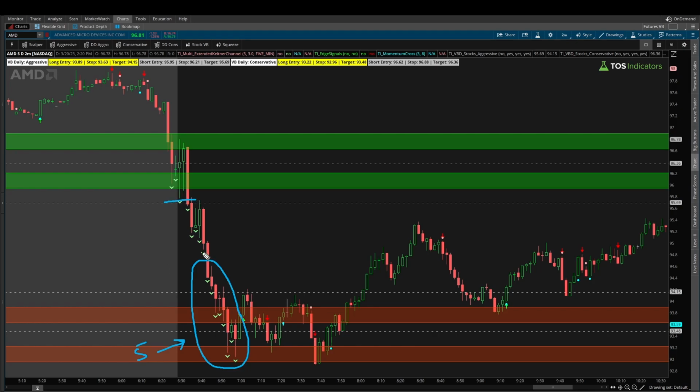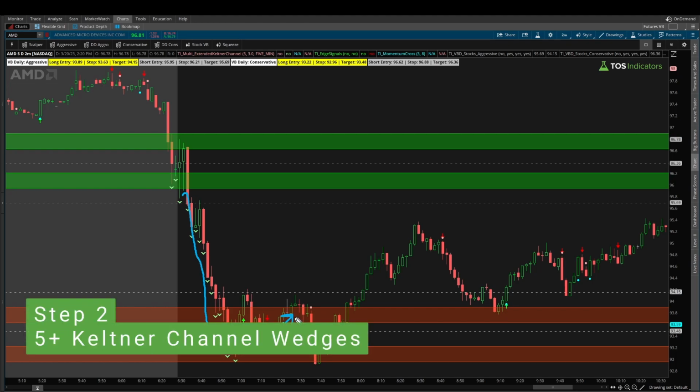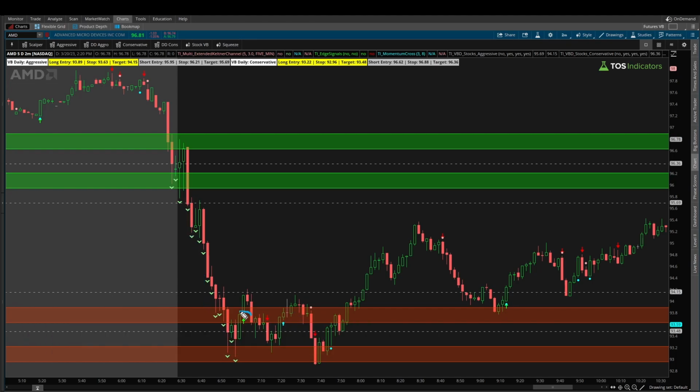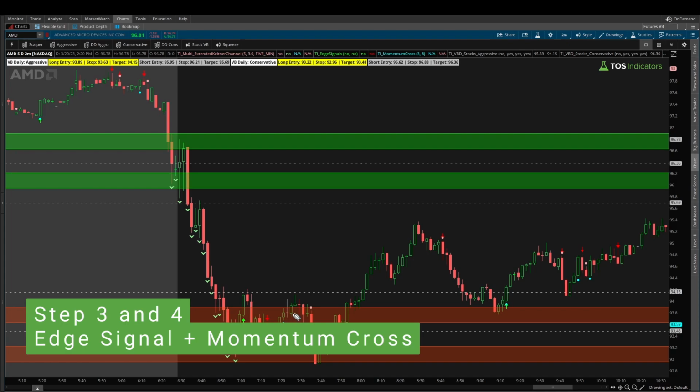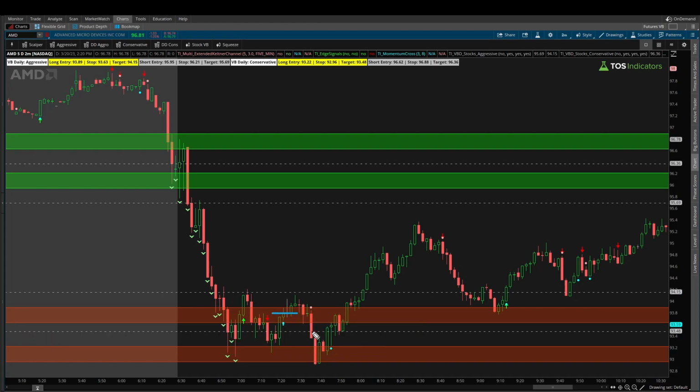Really, ever since the open, AMD was plotting these wedges, telling us that, hey, we're now outside of the 3.0 Keltner channels for quite some time. We're looking for a reversion back to the mean. So another confirmation here. Now, step number 3, we're looking for the edge signal, and we had that print right here once we had the oversold confirmation. And we had that followed up with our momentum cross as well, telling us that, hey, now the 3 EMA has crossed above the 8, we have momentum on our side. So at this point is where the trade was an entry for me.